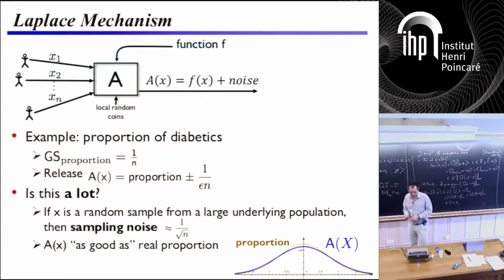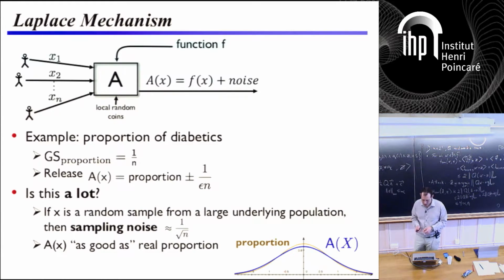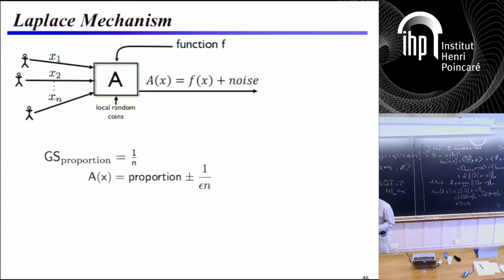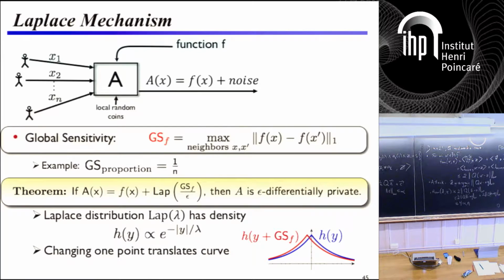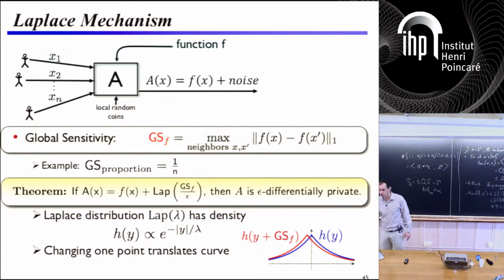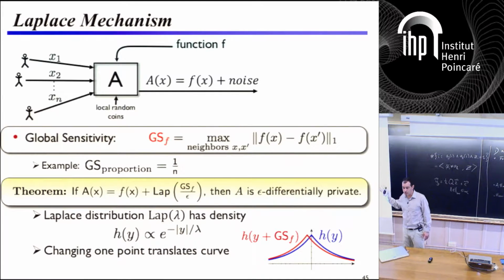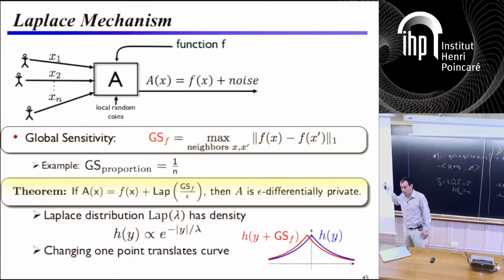Good question. Let's take one thing at a time. Neighbors in this case are defined by changing one person's data in an arbitrary way. In this case, for the proportion, each person's data is just a bit, so the space of changes is pretty small. In general, computing this global sensitivity can be hard. So we're going to look at functions where it's fairly easy to understand, or in some cases the research is figuring out what this quantity is.